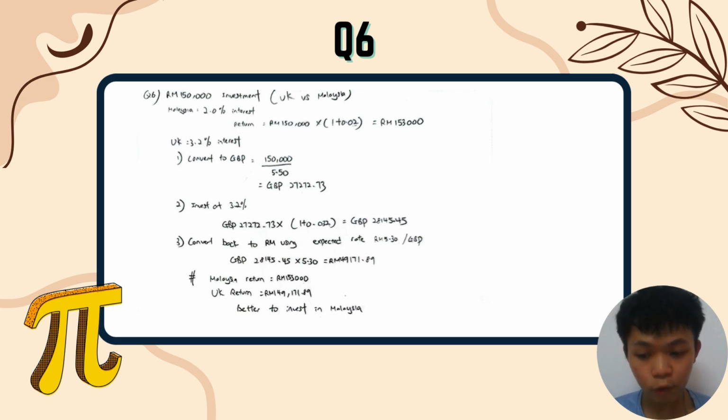So we will convert it back to RM. GBP 28,145.45 multiplied by 5.3, so the answer is RM 149,171.89. So Malaysia yields a higher return. In conclusion, the UK return is RM 149,171.89, so it is better to invest in Malaysia.